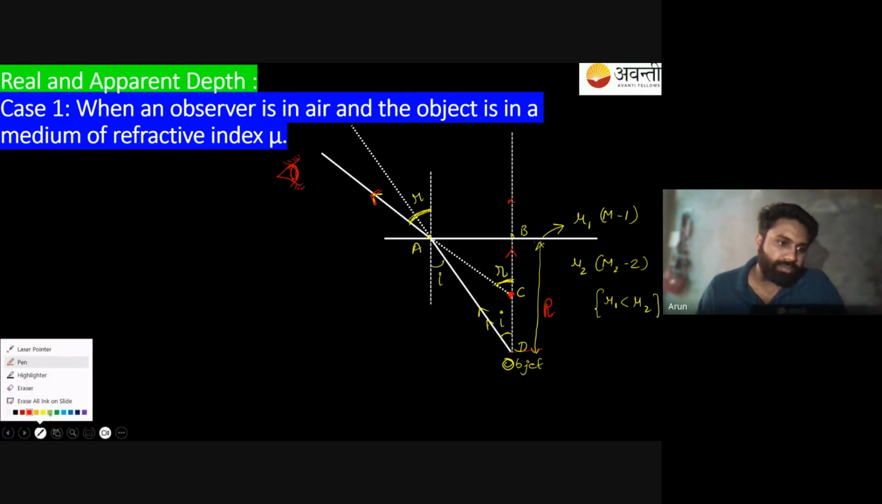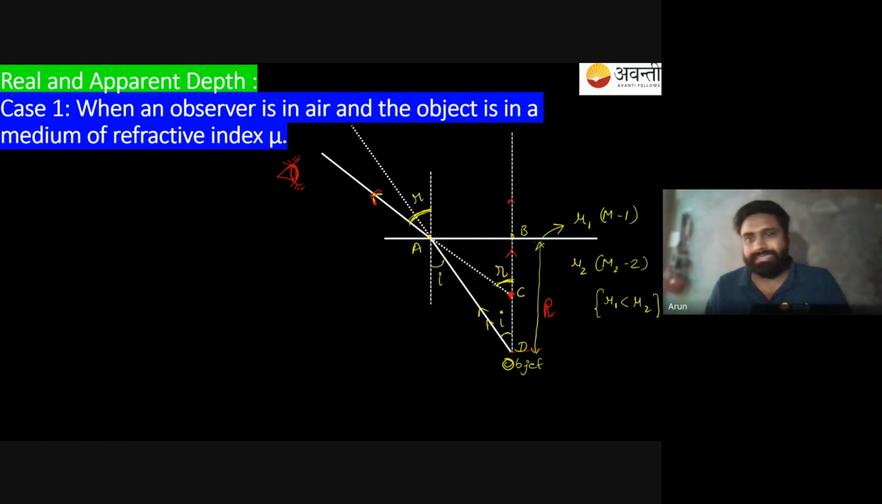In daily life also, you must have encountered these applications. Like if you drop a coin in a water glass and you look at it, it will appear to be lifted. It is because of this apparent depth phenomenon. So this BC length, I must write here as D, which is the apparent depth, and this BD is nothing but the real depth. Got it?